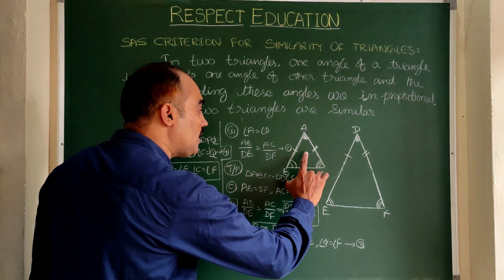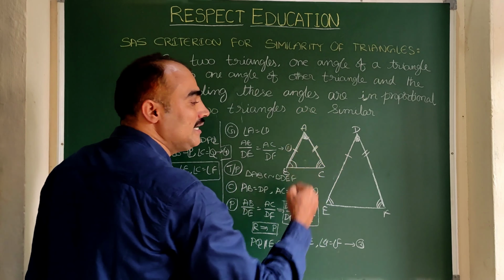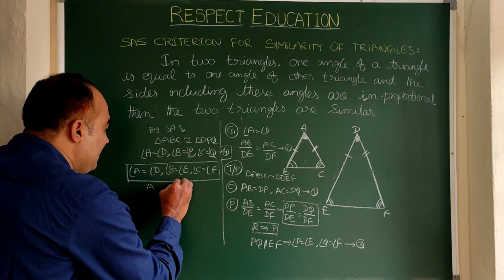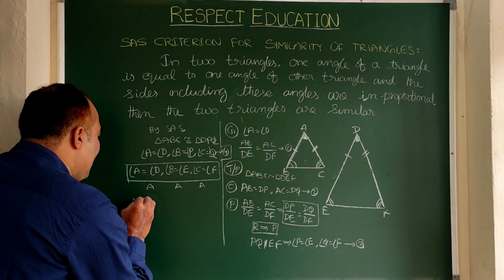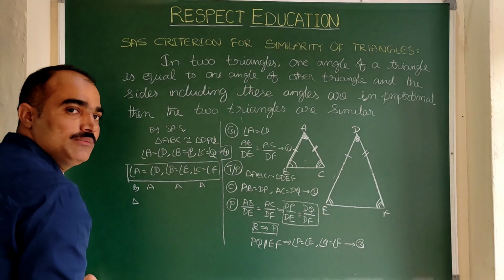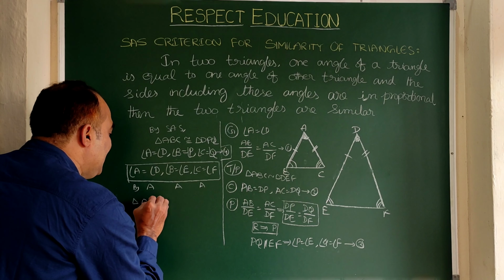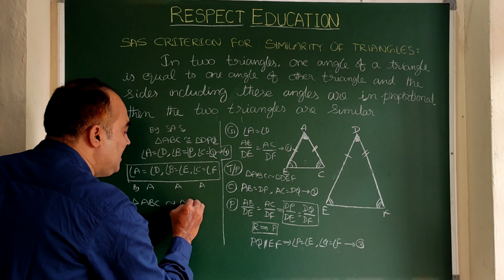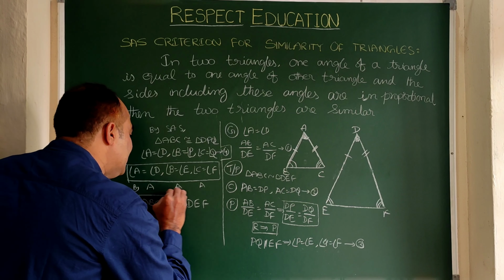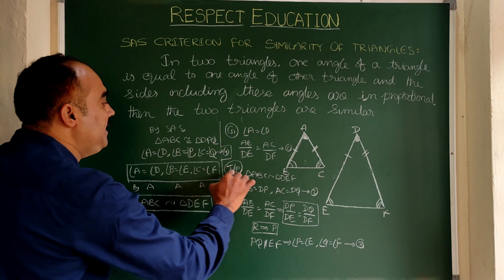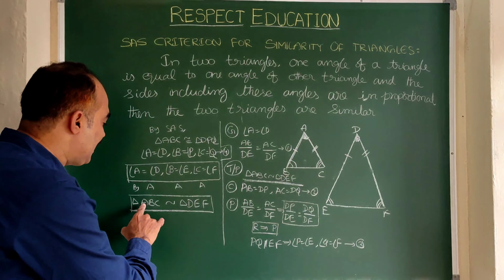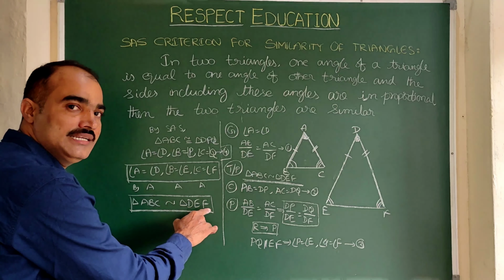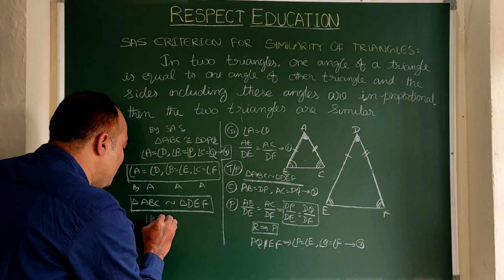If in two triangles the corresponding angles are equal, by AA similarity, we can say triangle ABC is similar to triangle DEF. This is what we need to prove. See, triangle ABC is similar to triangle DEF. Hence proved.